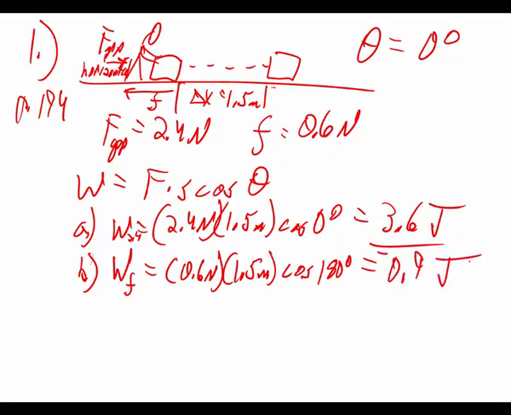See, it's easy. It's not bad. But remember, how'd you know it? Look, the box is moving this way. Friction is that way. Got to do 180. All right, then what?